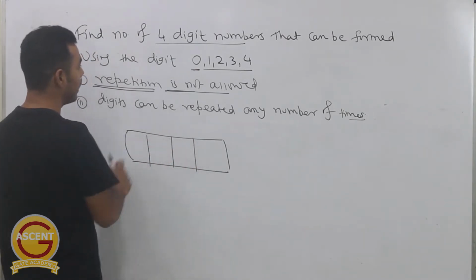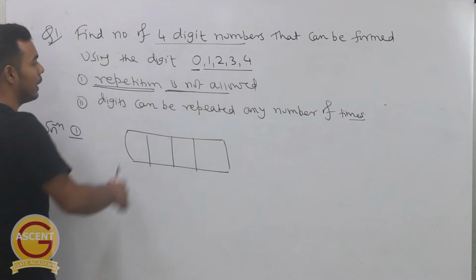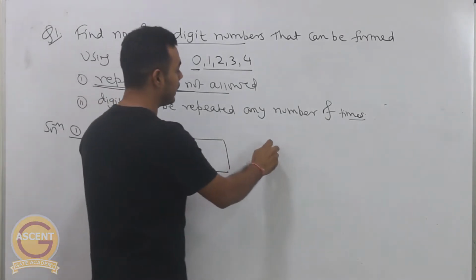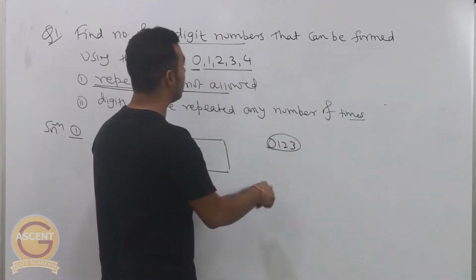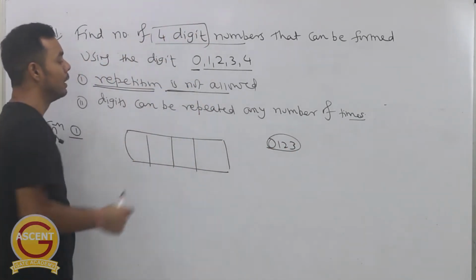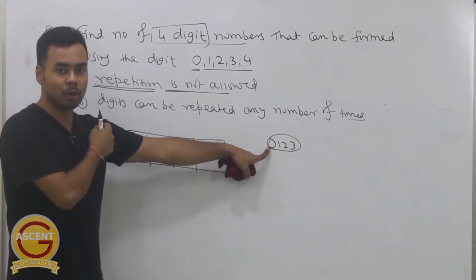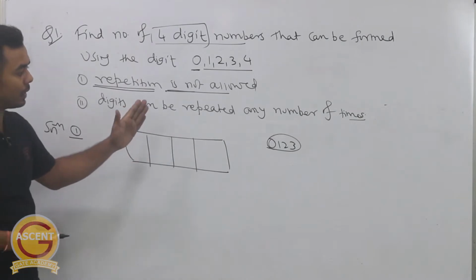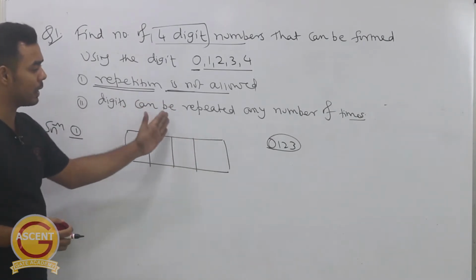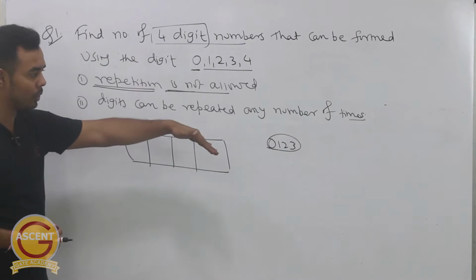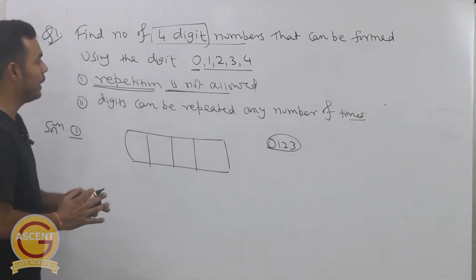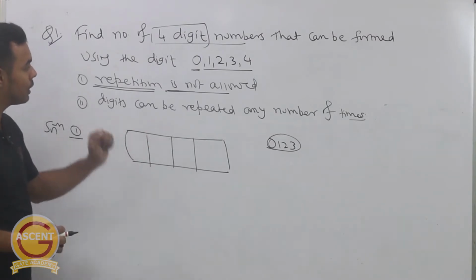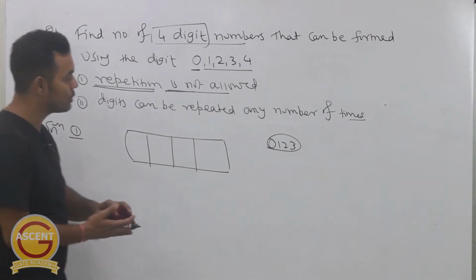The problem is that we have this 0 here and we cannot place 0 on the 1000 place. If you place 0 on the 1000 place, then the number will be a 3-digit number. The question is we have to form a 4-digit number, so we cannot place 0 on the 1000 place. So we have to start with the 1000 place. In the earlier example we started with the unit place, but we could have started from any other place and we would have obtained the same answer. But here, since there is a restriction on the 1000 place, we are going to start with the 1000 place.